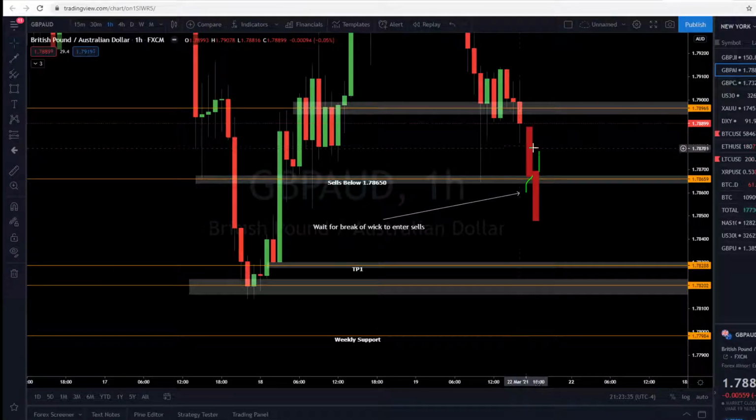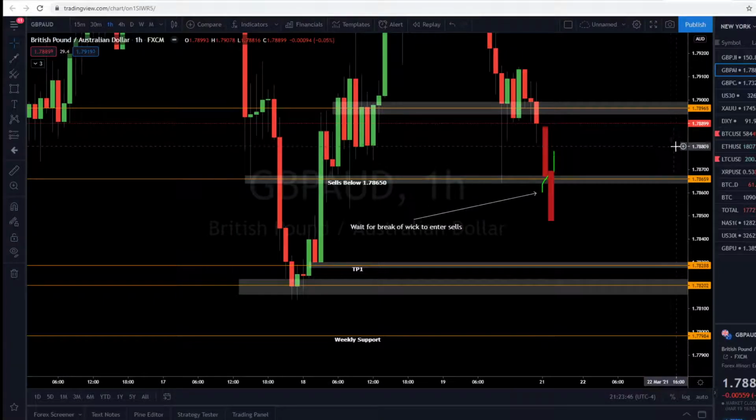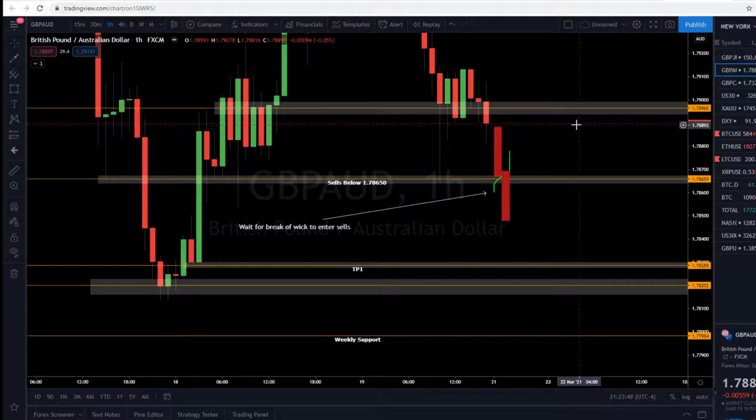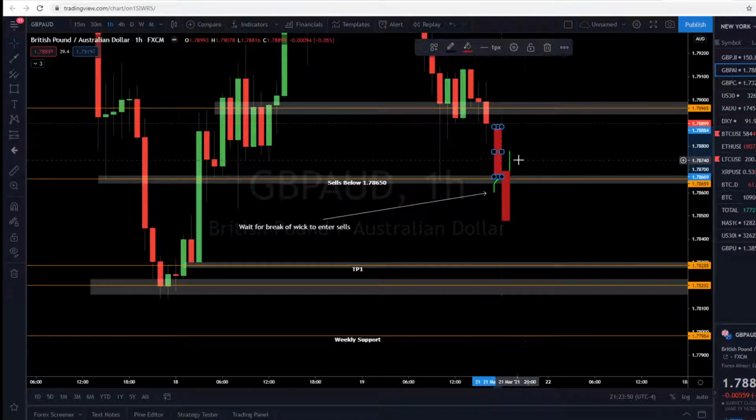Stop loss obviously above the current candle, which would basically mean that if your trade were to be invalidated and your stop loss would be triggered, that means that price is coming back up into the range, which means sells are no longer valid anyways. So that's what I'm looking for as far as sells.